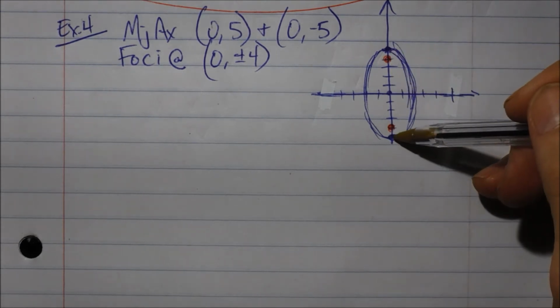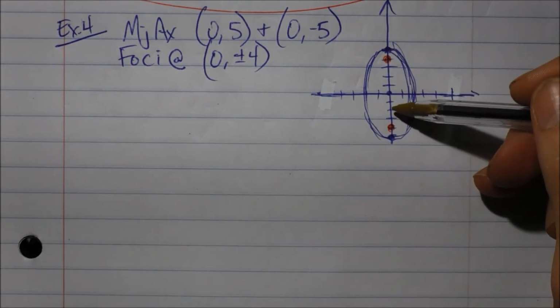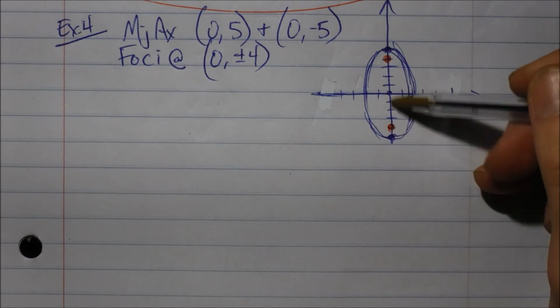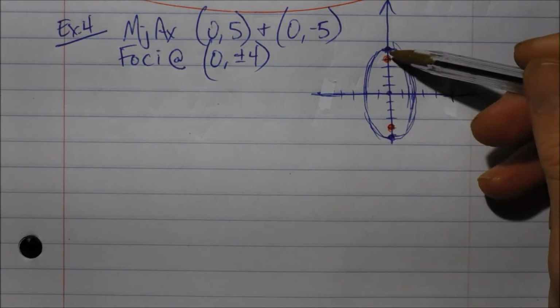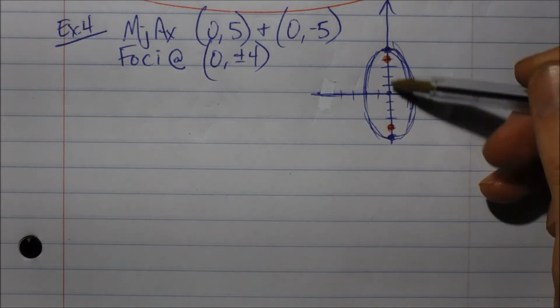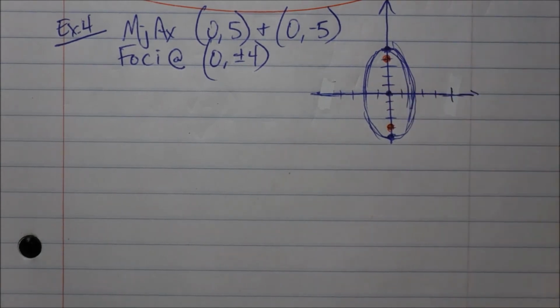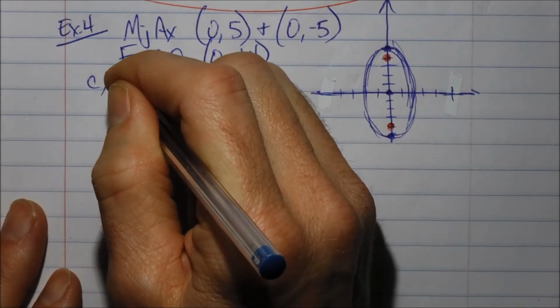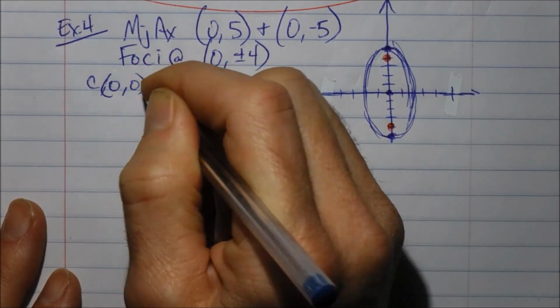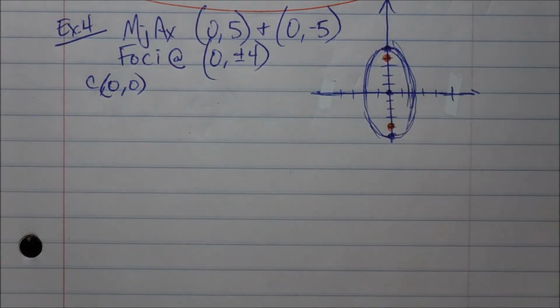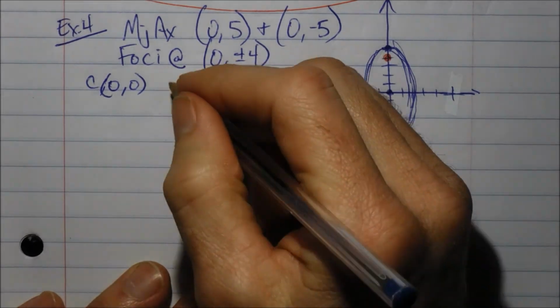(0, 5), (0, negative 5). If it gets more complicated, it's a matter of finding the midpoint of these. The midpoint of those two vertices is going to put you at the center. But this one turned out kind of easy. So our center's at (0, 0). What else do we need to write the equation? So think back to the equations.